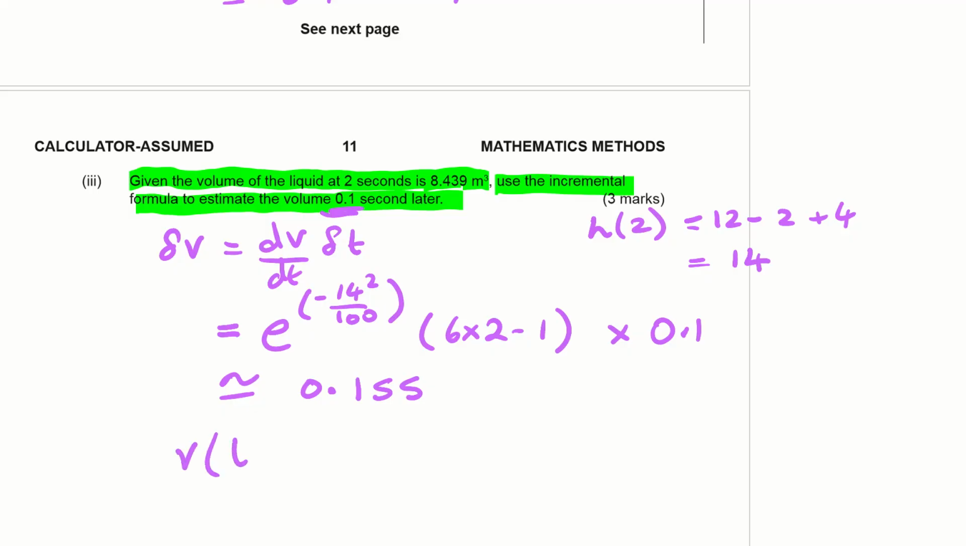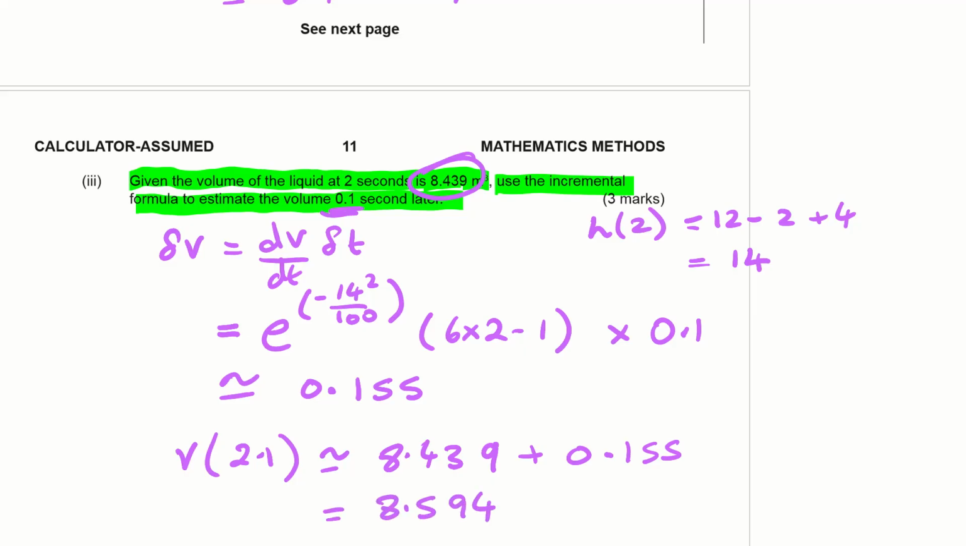So V of 2.1 is going to be approximately 8.439, which was the value given here, plus the 0.155. And that gives us 8.594 cubic meters.